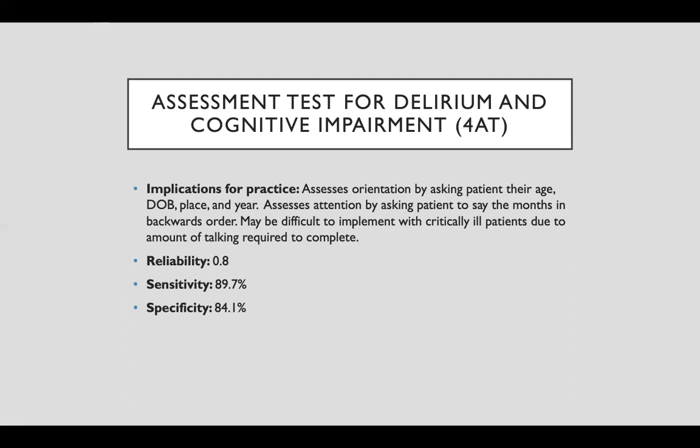And so, some implications for practice is that it assesses orientation by asking the patient their age, date of birth, and the place that they're in now and the year. It assesses attention by asking the patient to say the months in backwards order. This may be difficult to implement with critically ill patients due to the amount of talking required to complete this assessment. The reliability is 0.8, the sensitivity is 89.7, and the specificity is 84.1%.